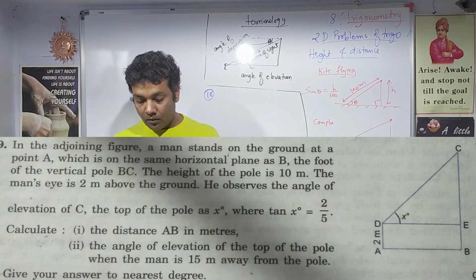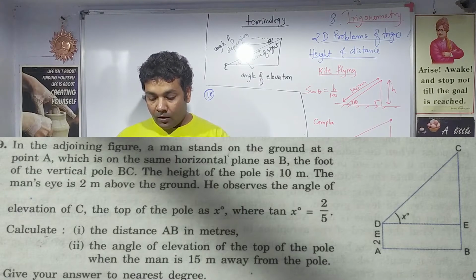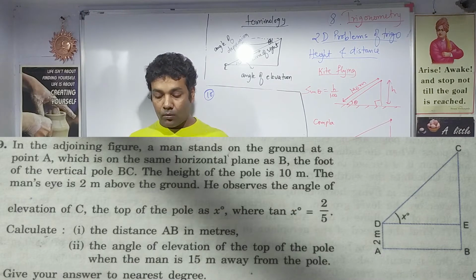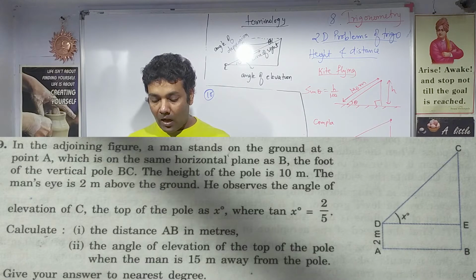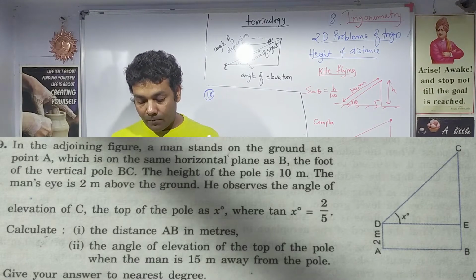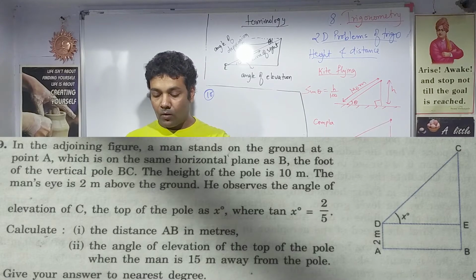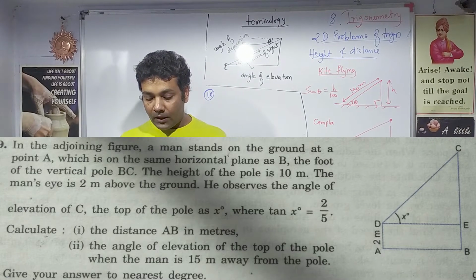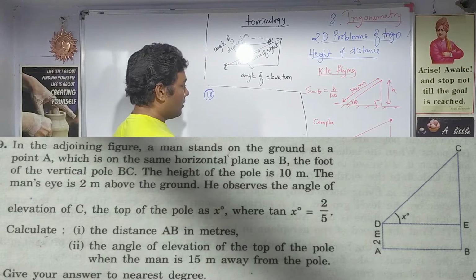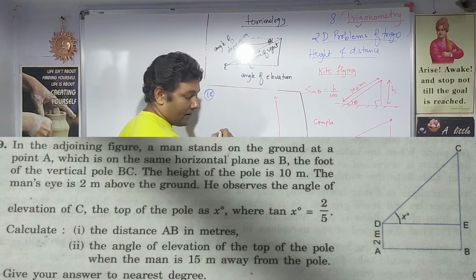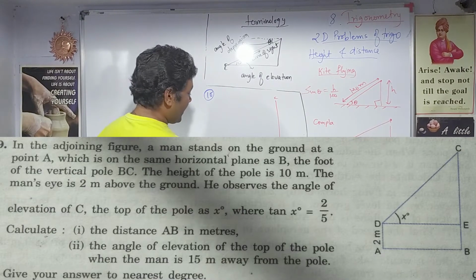Read out the question. Question says that in the adjoining figure, so the figure is already given to us, but let us not see the figure, try to draw it without looking at the figure. A man stands on the ground at a point A, which is on the same horizontal plane as B. So here AB is used, we'll have to refer to the diagram. The foot of the vertical pole BC, okay, B is the foot of the pole BC. So here we have a pole, right, BC, and a person is standing on the same level. That point they have given as A.